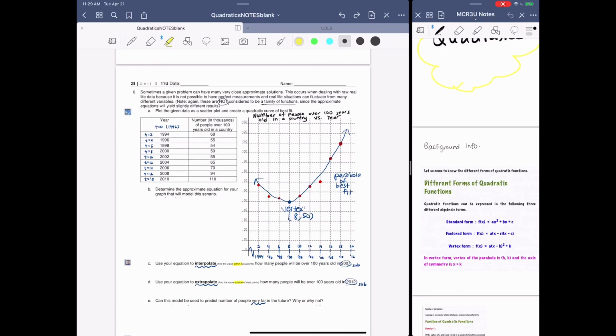So, question B, determine the approximate equation for your graph that will model the scenario. It's always useful to think about what form I want my equation to be in. Well, I don't want it in standard, but I notice that I have the vertex. So I'm going to use the vertex form. I have a vertex of 8, 50, and I'm going to start plugging things in.